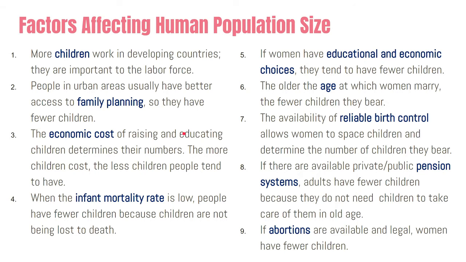Number seven, the availability of reliable birth control allows women to space children and determine the number of children they bear. Okay? So this is actually connected to this.